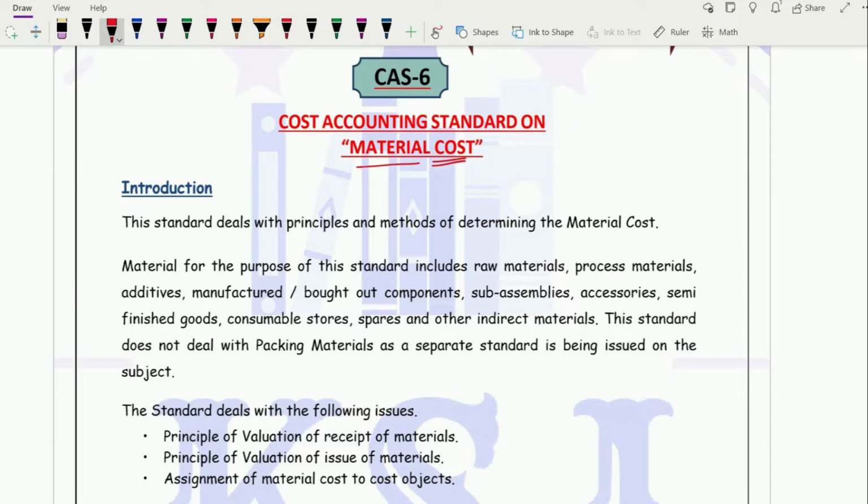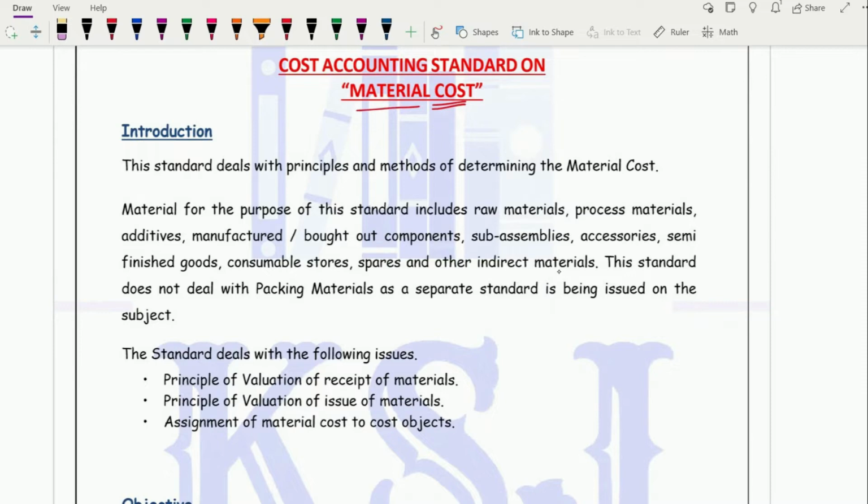So he says this standard deals with the principles and methods of determining the cost of the material. Material for the purpose of this standard includes the raw material, process material, additives, manufactured or bought out components, sub-assemblies, accessories, semi-finished goods, consumable stores, spares, and other indirect material. So for the purpose of cost accounting standard 6, the material is any type of raw material or any type of material on which the processing is yet to be done to be converted into finished good. Okay, so that means we are not talking about the finished good here.